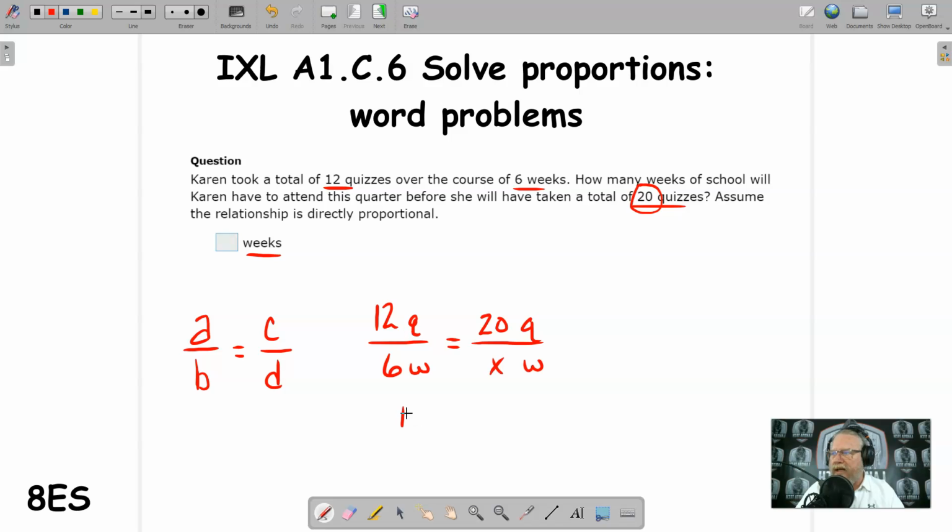12 times X is going to be 12X, and 6 times 20 is going to be 120. Now we need to divide both sides by 12, and the 12s cancel each other, leaving me with just X, and 120 divided by 12 is going to be 10, so therefore our answer is going to be 10 weeks.